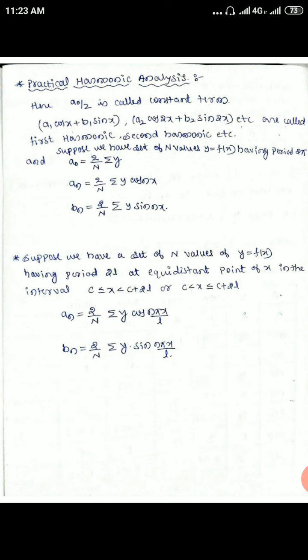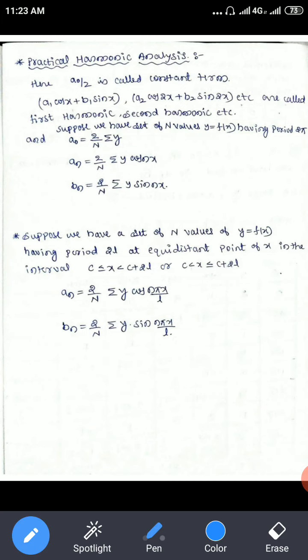Today is the last part of the Fourier series, that is practical harmonic analysis. Here in short I have given everything. This a naught by 2 is called the constant term. a naught by 2 plus a1 cos x plus b1 sin x together is called the first harmonic. a naught by 2 plus a1 cos x plus b1 sin x plus a2 cos 2x plus b2 sin 2x is called the second harmonic.